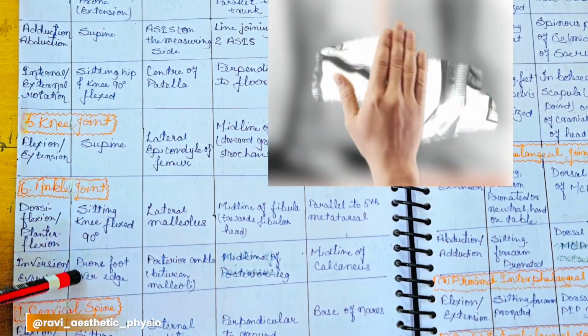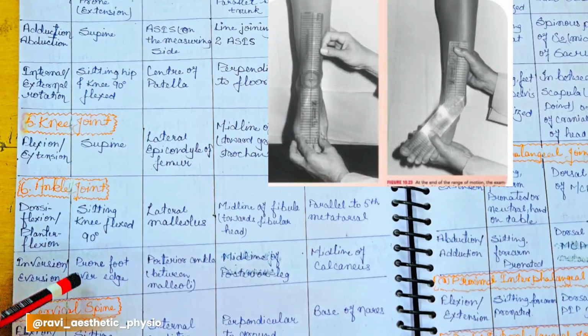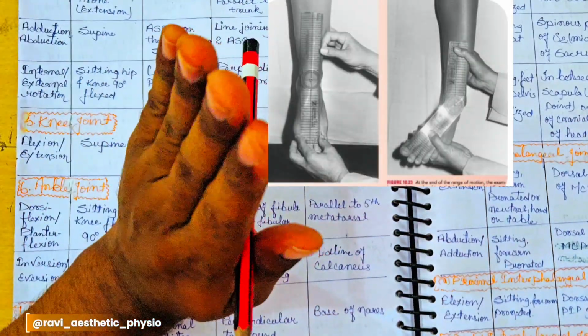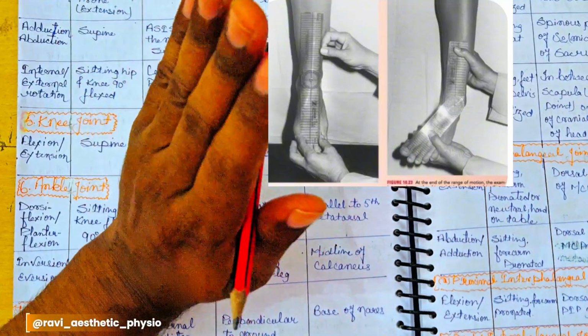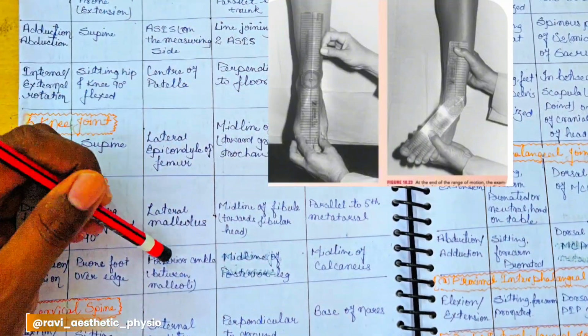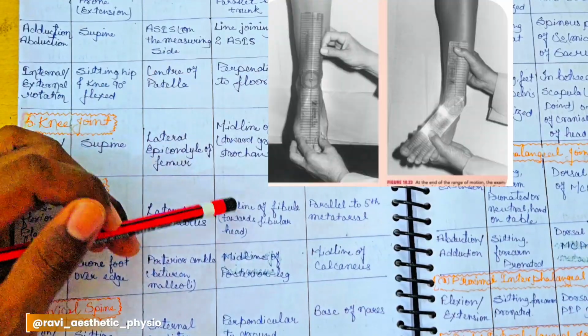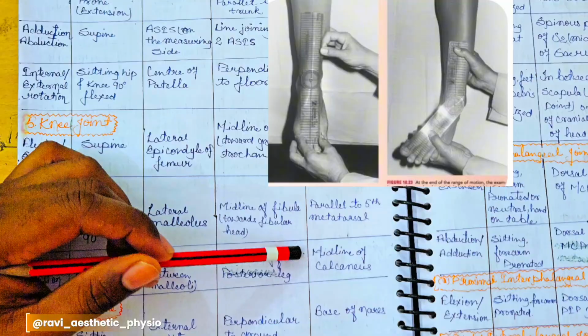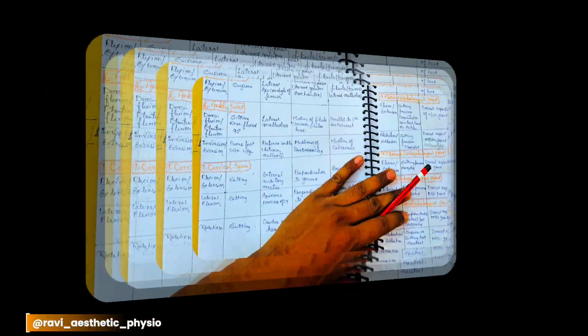For inversion, the patient position is to be prone with the foot over the edge. So you can check eversion with the leg or foot over the edge position. Also, the fulcrum is placed over the posterior ankle between the two malleoli, and the stationary arm is along the midline of the posterior leg, and the moving arm moves with the calcaneum bone. Next is the cervical spine.